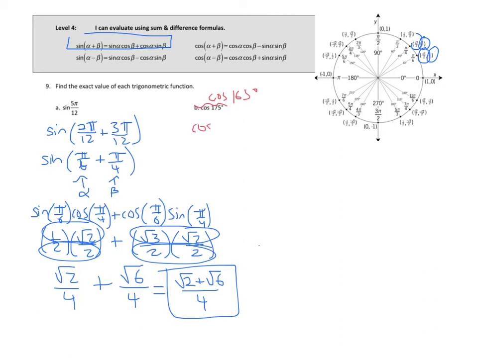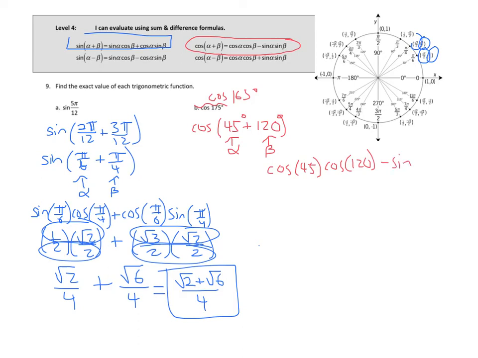So I could split that apart to be cosine of 45 plus 120. That adds up to 165. And so 45 can be my alpha, and 120 can be my beta. And since I split it into a sum and it's cosine, I'm going to use this formula, and I just plug it in. So cosine of alpha, or 45, times cosine of beta, which is 120, minus sine of alpha, which is 45, times sine of beta, which is 120.